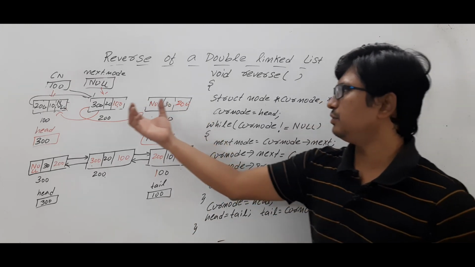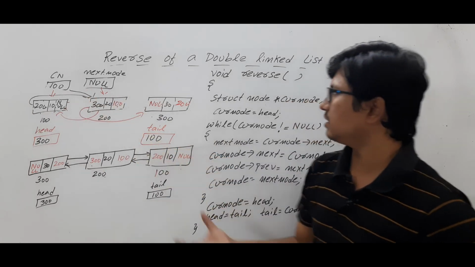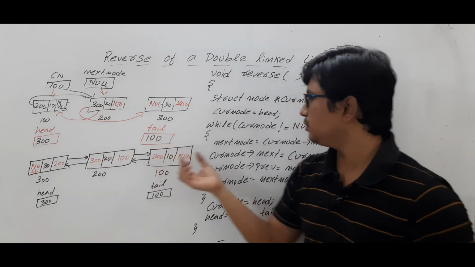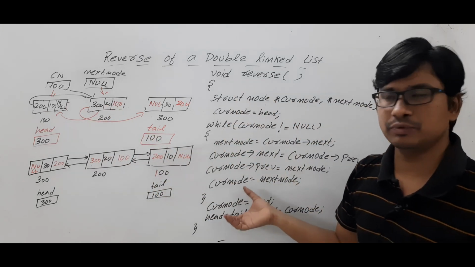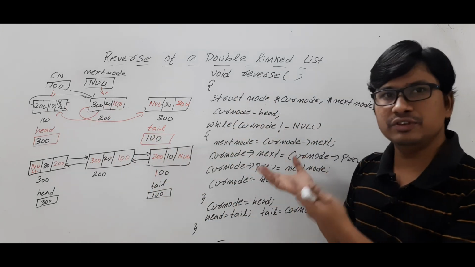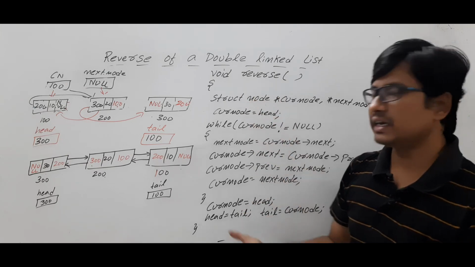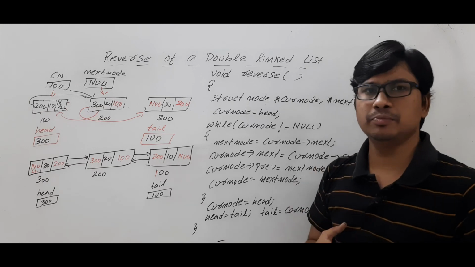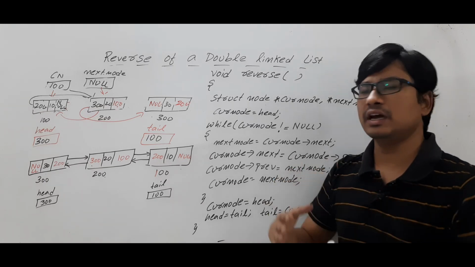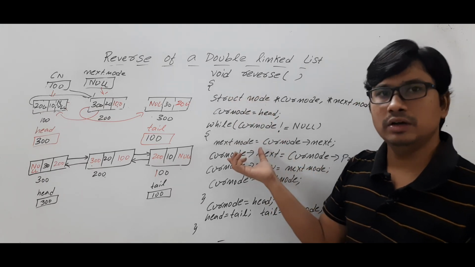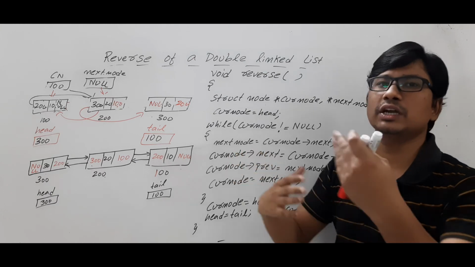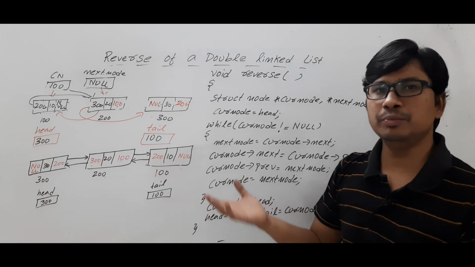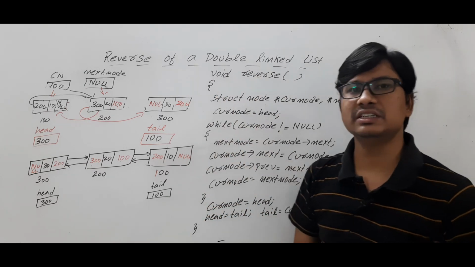If you have to understand the reverse of a double linked list, you take a simple example and you can follow these three steps that I have written. If you just follow, then you will get the reverse of a double linked list. If you want to write the complete C program, the reverse is a user defined function. You can call it in the main function. Then it will work. I hope you have understood how to reverse a double linked list.